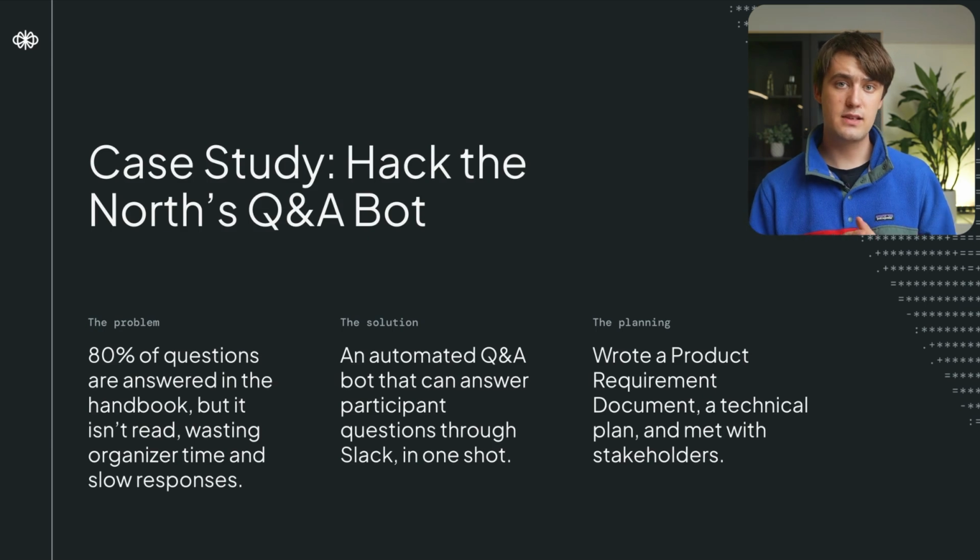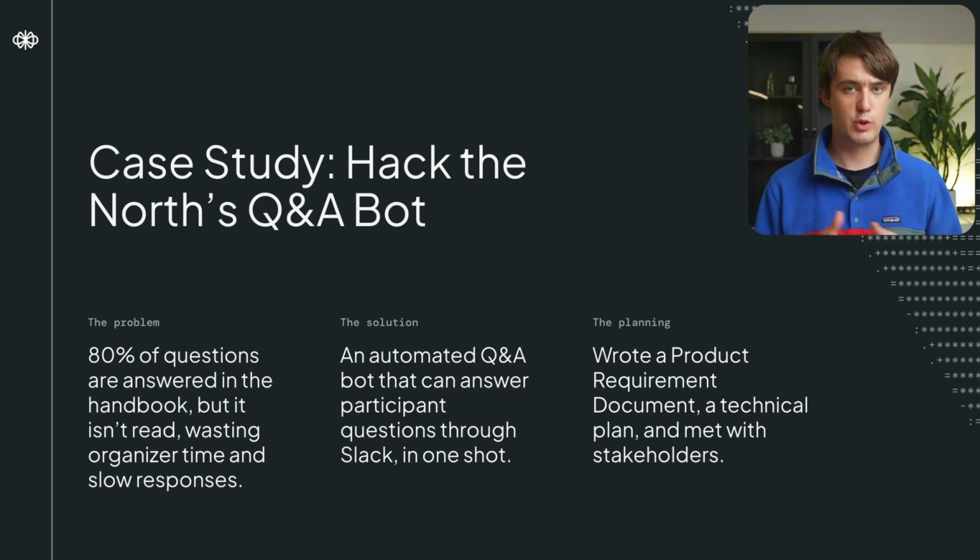We identified this as a problem that AI could solve with retrieval augmented generation and Voiceflow, with an agent that could answer questions on Slack with a one-shot answering approach. We spent careful time writing a product requirement document and a technical plan, and then iterated and negotiated with the stakeholders to make improvements and add lots of security features to our bot. And now we're ready to program. So let's get straight into it.